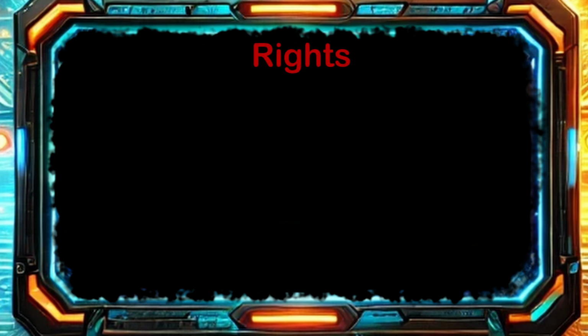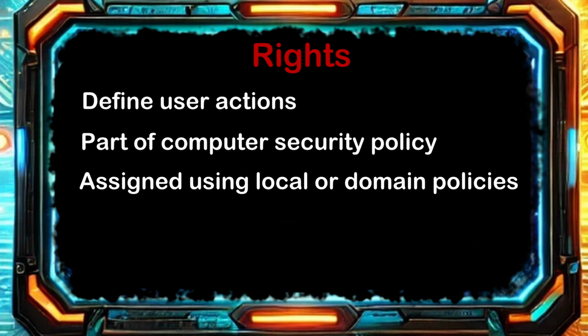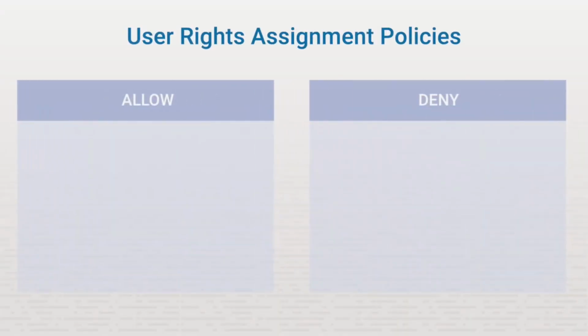On the other hand, you use rights to define who is authorized to log on to a computer and the type of actions a user may perform on the computer system. Rights are a part of the security policy for the computer. They can be assigned using the user rights assignment in the local group policy editor for local policies or under Group Policy Management console for domain policies. Each user rights assignment policy has a group policy name associated with it.